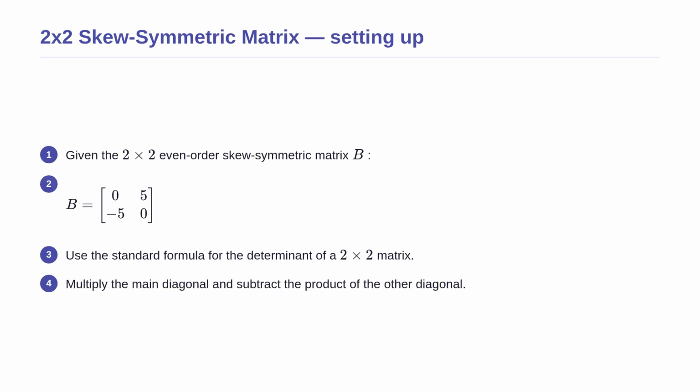Before we move on to real-world applications, let us see this even-order rule with a concrete example. We are given a 2 by 2 skew-symmetric matrix B and asked to find its determinant. The main diagonal consists of zeros and the off-diagonal elements are 5 and negative 5. According to our earlier discussion, this should result in a perfect square rather than 0. We will use the standard cross-multiplication rule for a 2 by 2 matrix, multiplying the main diagonal and subtracting the product of the other diagonal.